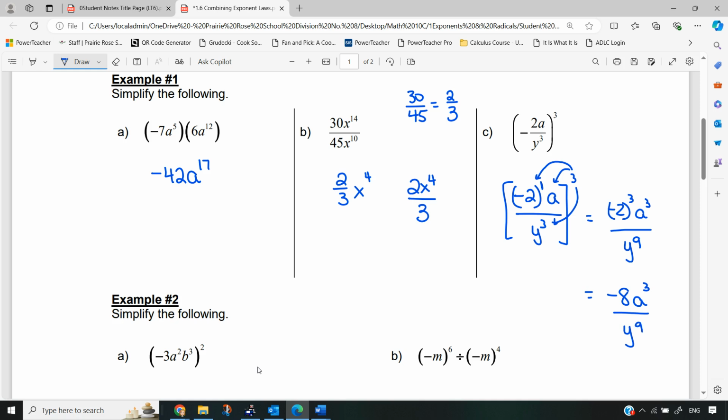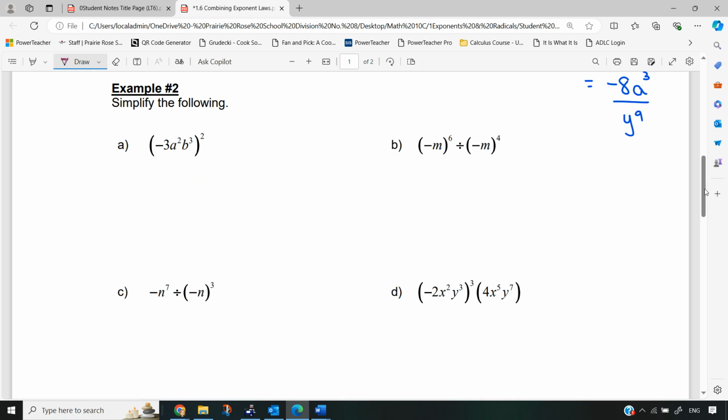Now in example 2, we have some examples that are a little more complex, some that are still the basic rules, and we're just going to talk through them. So I have negative 3 a squared times b cubed, all put to the exponent of 2. Once again, that 2 is going to distribute through, but brackets are really important, especially when I'm working with even exponents. So this is negative 3 squared.